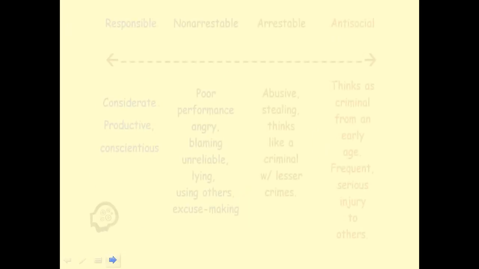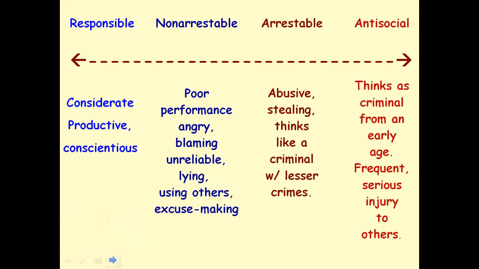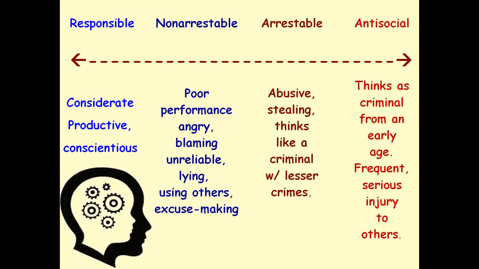Here's a diagram of a continuum showing the differences from the non-disordered responsible individual that is, for the most part, productive and conscientious, to the opposite, the extreme antisocial, who does not mature out of a self-centered, what-do-I-get-out-of-it kind of thinking, and causes frequent serious injuries to others.